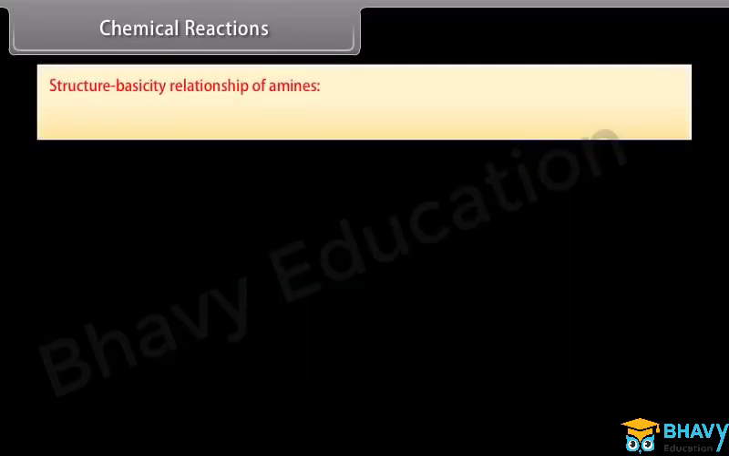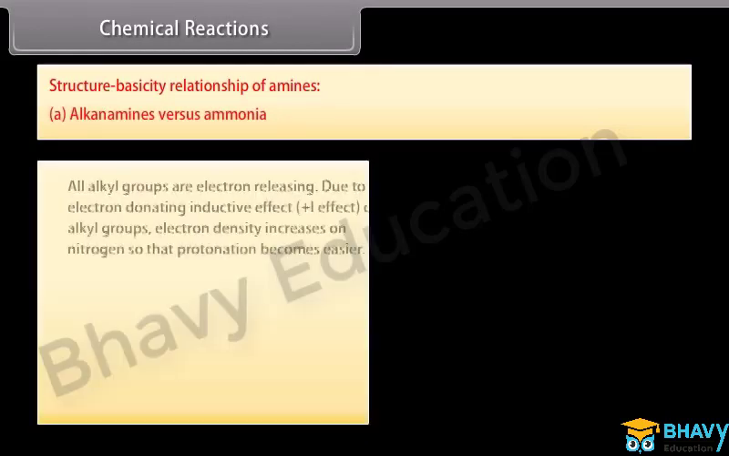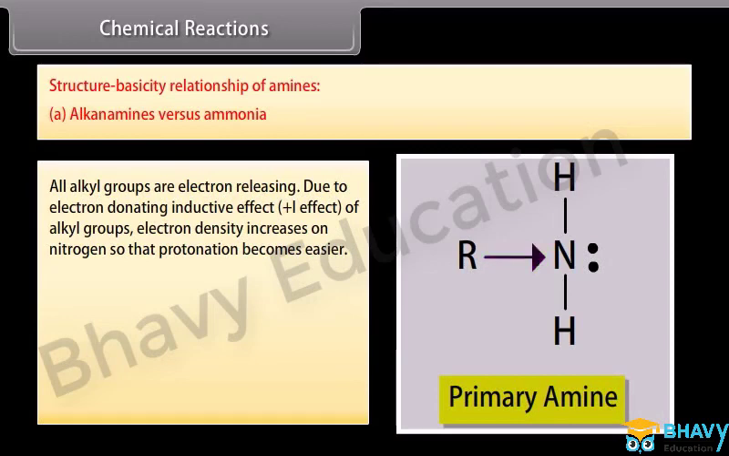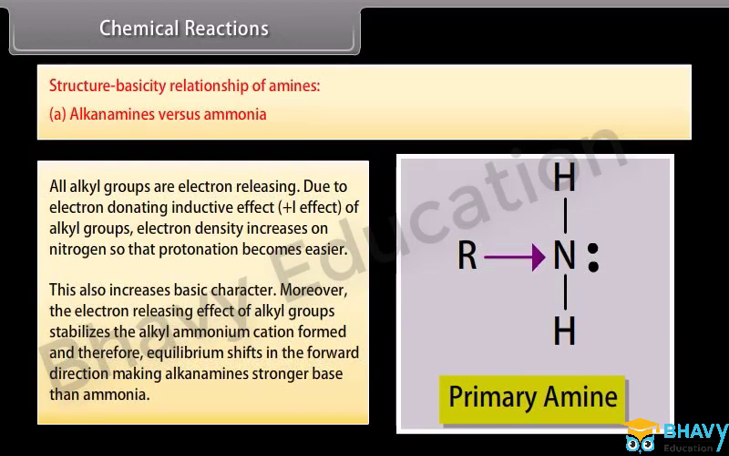Structure-basicity relationship of amines. Alkylamines versus ammonia. All alkyl groups are electron releasing. Due to the electron donating inductive effect, that is the positive I effect of alkyl groups, electron density increases on nitrogen so that protonation becomes easier. This also increases basic character. Moreover, the electron releasing effect of alkyl groups stabilizes the alkylammonium cation formed, and therefore the equilibrium shifts in the forward direction, making alkylamines stronger bases than ammonia.